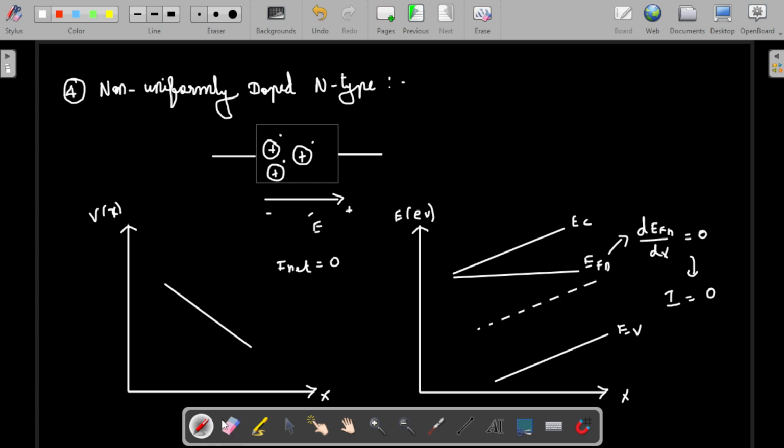I think it's understood for you guys. If you guys have any doubt, please ping in the comment section. So this is the thing. So I hope it is understood how the non-uniformly doped N-type semiconductor behaves without an external electric field acting.